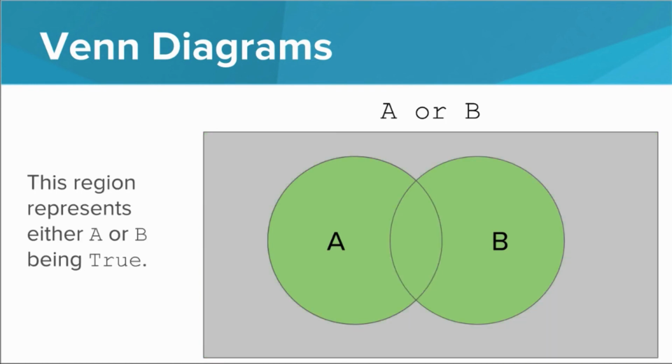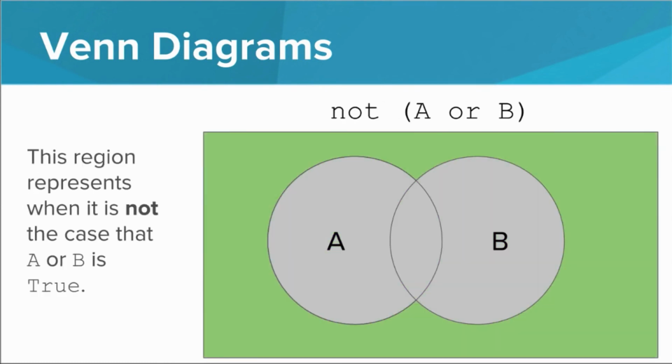This region represents either A or B being true, which makes the expression A or B evaluate to true. The word or basically means make everything green that was already green in either original expression. This region represents when it is not the case that A or B is true. This means that the dart cannot have landed in either circle regardless of overlap.